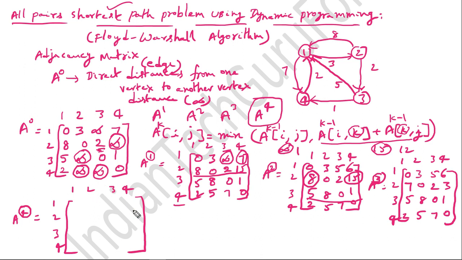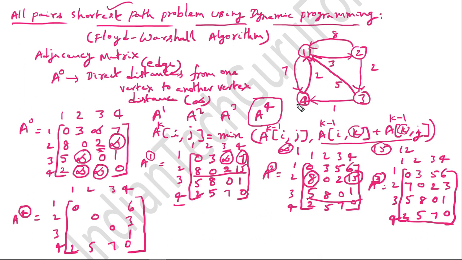So the fourth row and fourth column are fixed. Fourth row is 2570. It is fixed. Next, why is it fixed? Because 4 must be the intermediate node. It must not be the starting node or terminating node. And fourth column is 6310. It will be fixed. 1 comma 1 0, 2 comma 2 0, 3 comma 3 0. Now let us calculate the remaining values.